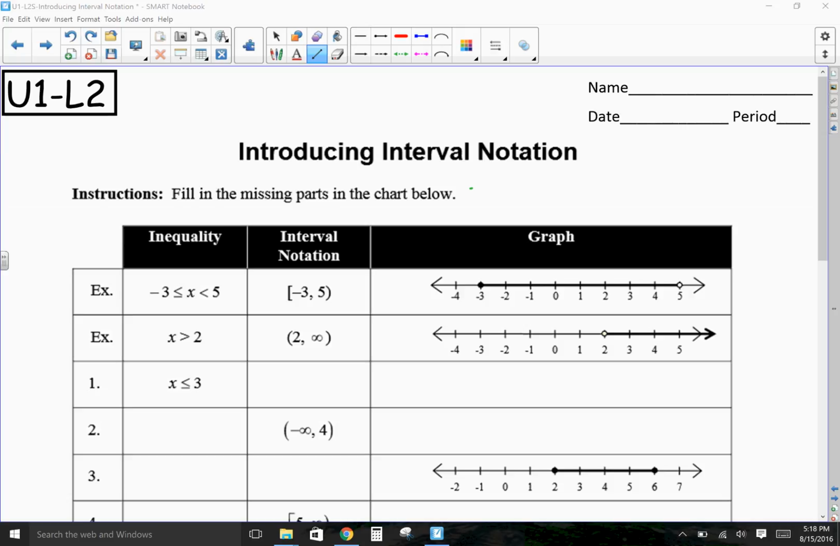Today's lesson is Unit 1, Lesson 2, and it is introducing interval notation. It's probably something new to you, but I'm going to show you it's really not very hard at all. What you have done before is you've seen something like this that says -3 is less than or equal to x is less than 5.